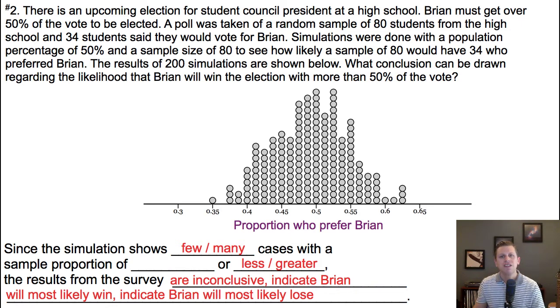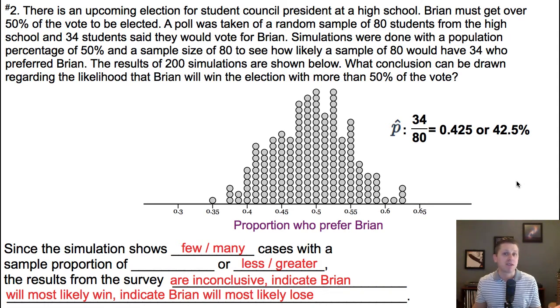First thing I like to do is see what happened in the sample. Here, 34 out of 80 students said they would vote for Brian, which is only about 42.5%. Now what this means is that Brian, based on our sample, does not have enough votes to win the election. You need to have more than 50% of the votes to win. So what we do is we run the simulation assuming maybe Brian did have 50% of the votes, but we asked the wrong students in that sample size of 80.